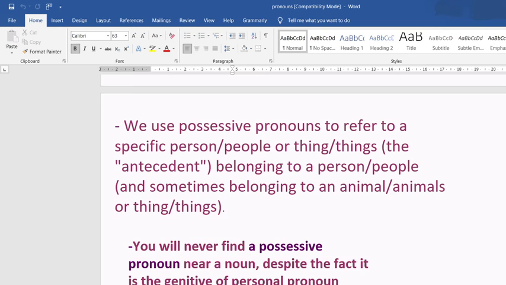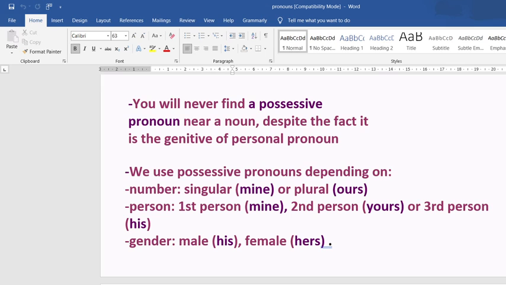You will never find a possessive pronoun near a noun, because I told you we use pronouns in the absence of a noun. That is why there is no possibility that a pronoun can sit beside a noun, because the question of pronouns will only come when there is no noun. The noun is not used, only in its place we use a pronoun, which is working for the noun. It is the genitive of the personal pronoun. We use possessive pronouns depending on number, singular like mine, plural like ours.